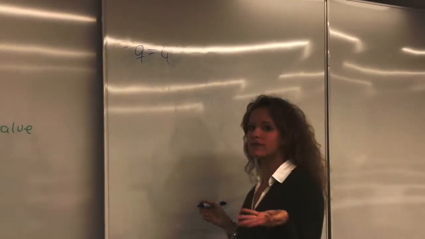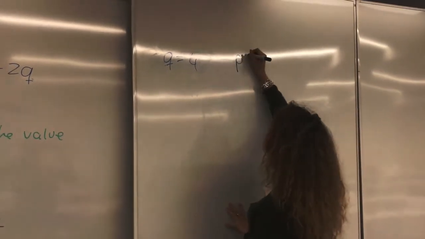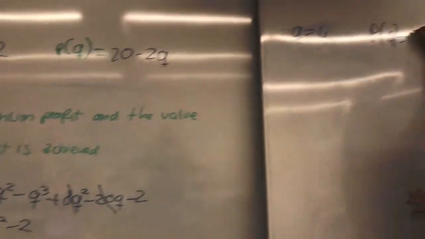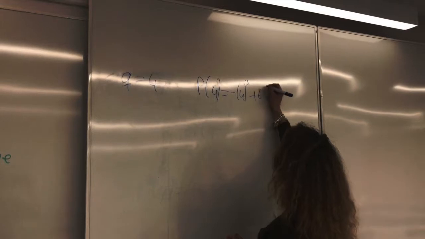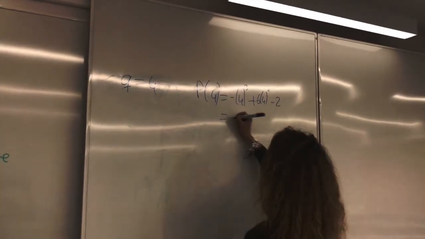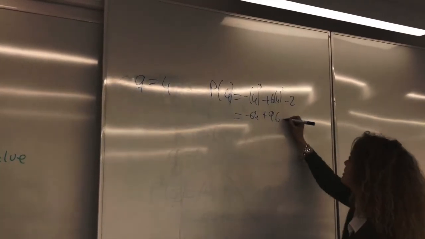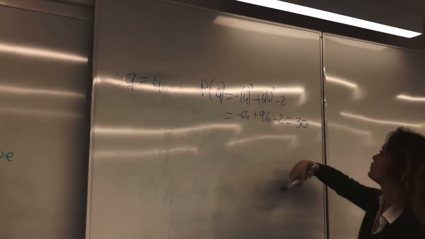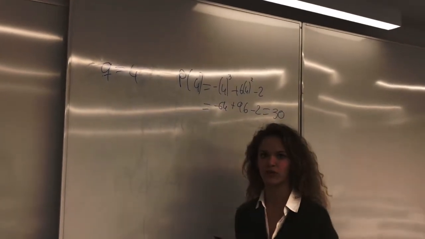But to see how much profit it will generate, we need to plug 4 into Q in the profit equation, which will become negative 4 to the power of 3 plus 6 times 4 to the power of 2, minus 2, which is negative 64 plus 96 minus 2, which is equal to 30. Therefore, the profit will be 30 when quantity is 4, and this will be the maximized profit of the company.